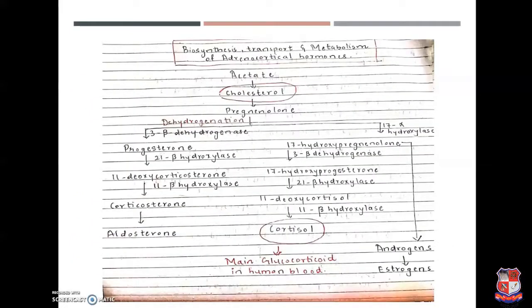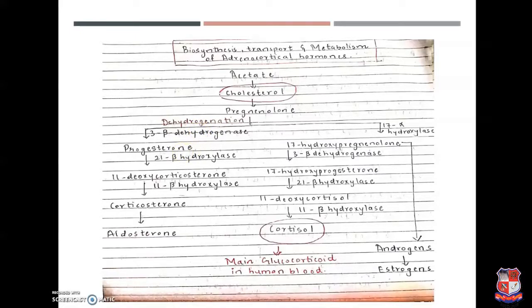Now we'll see the biosynthesis, transport, and metabolism of adrenocortical hormones. Cholesterol is the major precursor of all steroid hormones. It is formed from acetate. Cholesterol under the influence of ACTH is converted into pregnenolone after hydroxylation and side chain cleavage. Pregnenolone after dehydrogenation is converted into progesterone.